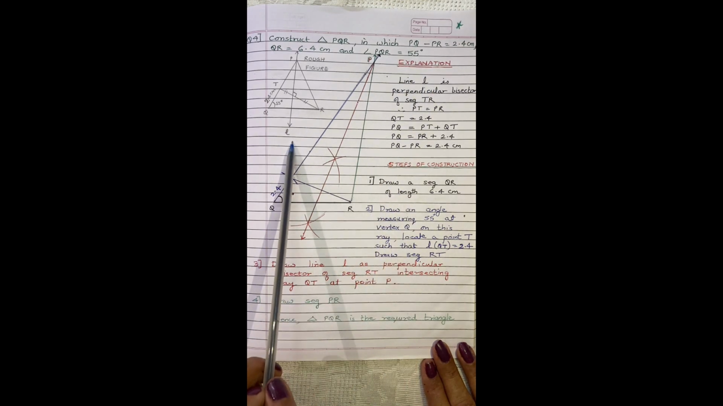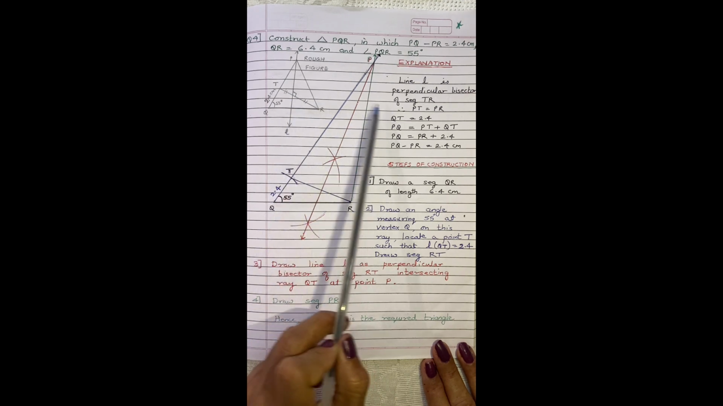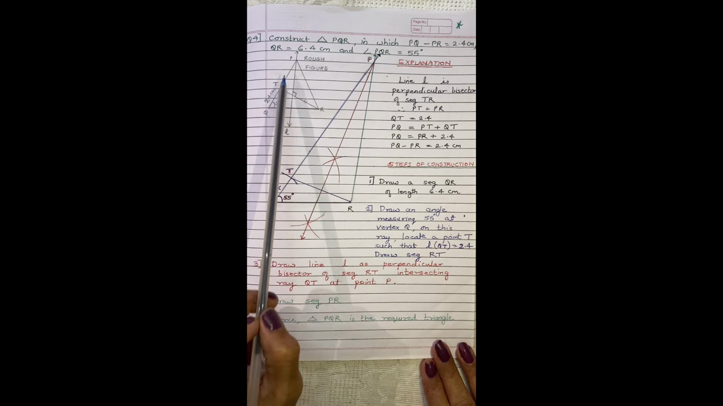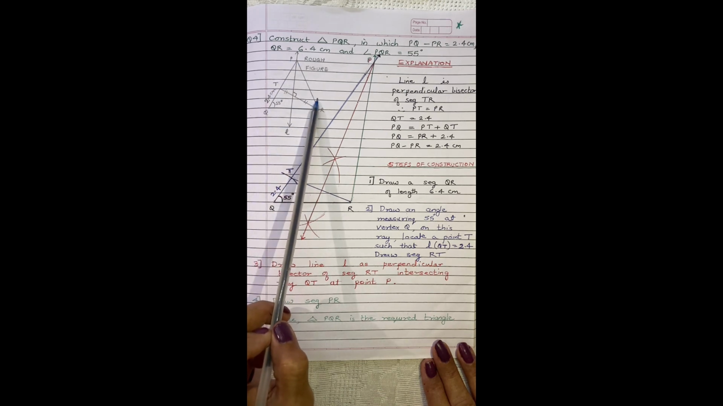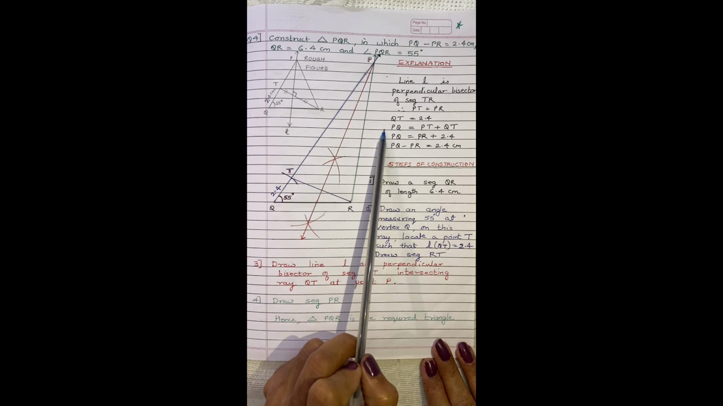Explanation. Line L is the perpendicular bisector of TR. PT is equal to PR. QT is equal to 2.4. This is all we need to write in explanation.